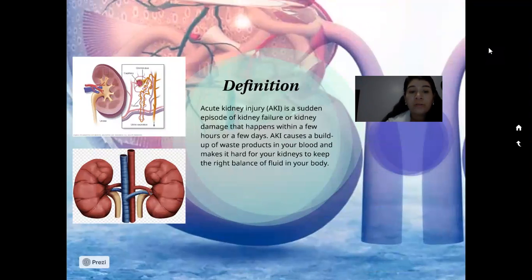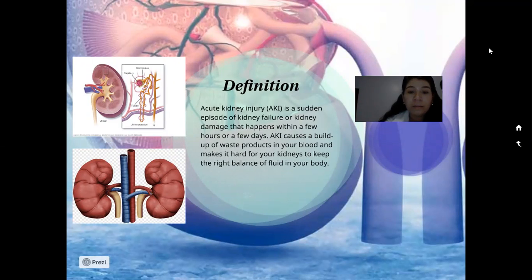Definitions. Acute kidney injury, AKI, is a sudden episode of kidney failure or kidney damage that happens within a few hours or a few days. It causes a buildup of waste products in your blood and makes it hard for your kidneys to keep the right balance of fluid in your body.